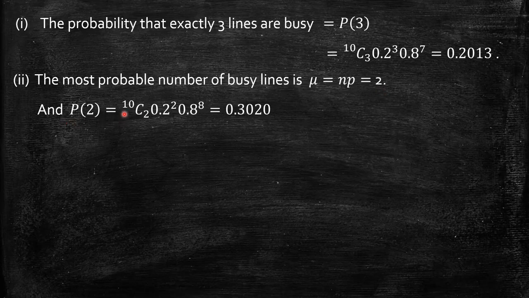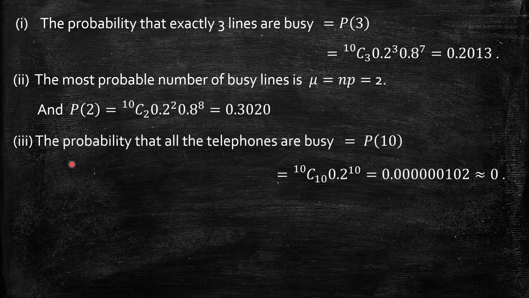We substitute in 10Cx 0.2 power x 0.8 power 10 minus x, which gives, by substituting x equal to 2, 10C2 0.2 square 0.8 power 8. By calculating we get 0.3020. This is the probability of the most probable number of busy lines, 0.3020.